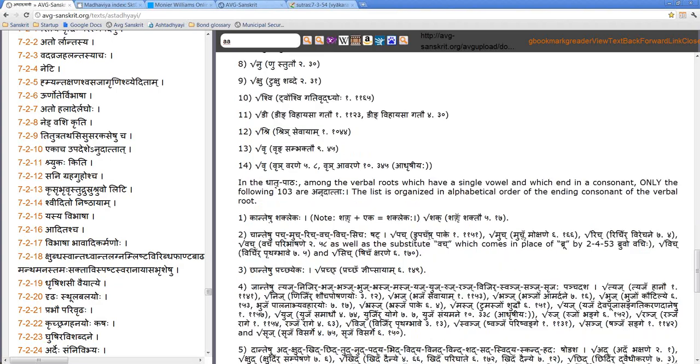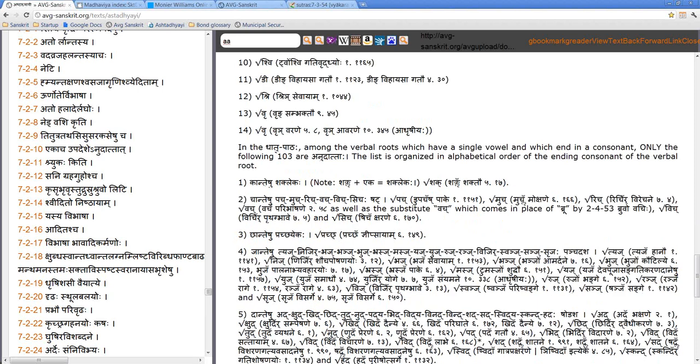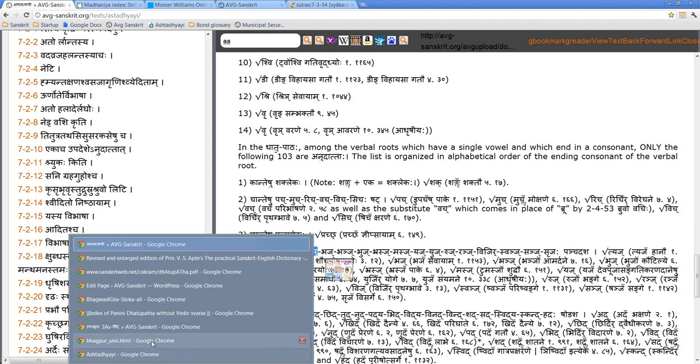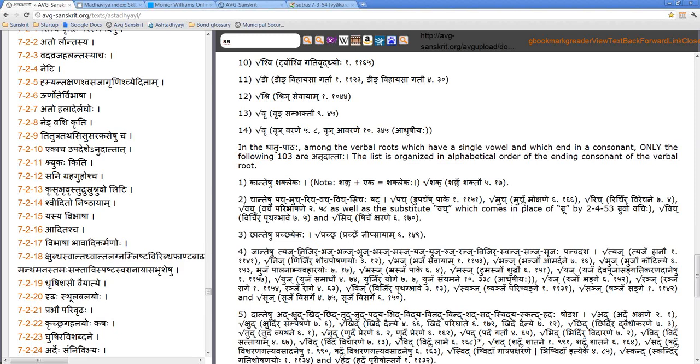For example, if we look at the word nijar, it says nijar only with the ir as eighth letter, only that is in this list. So there may be another dhatu nij which doesn't have the ir as the eighth letter, so that's not in this list. In this list is only nijar, not any other nij. Same thing here. Dhatu shakl only is in this list, not any other shak.